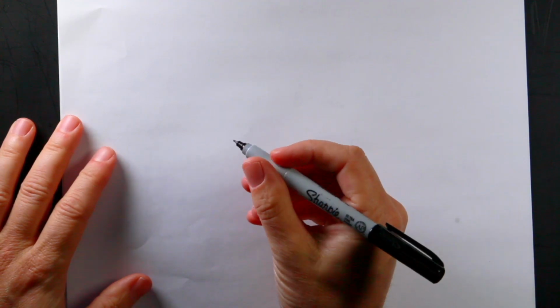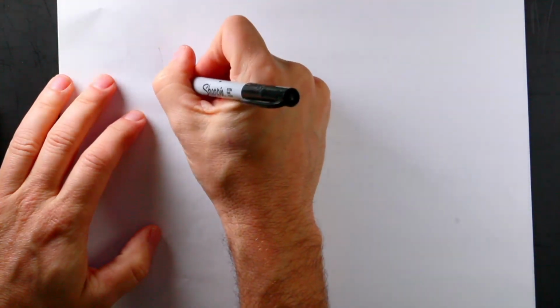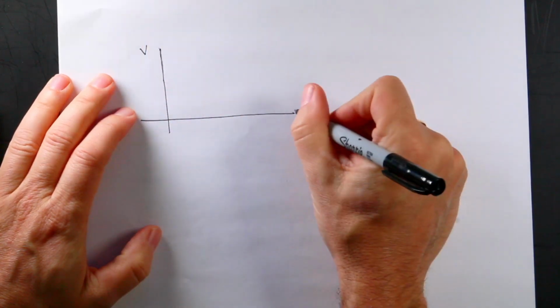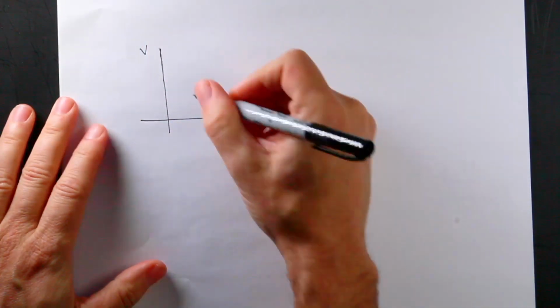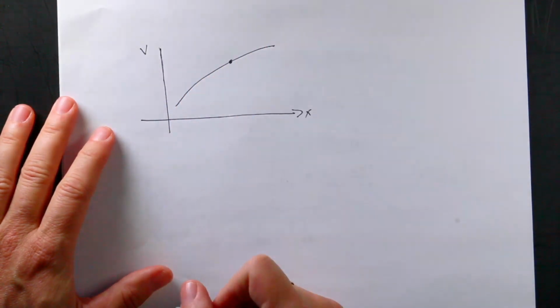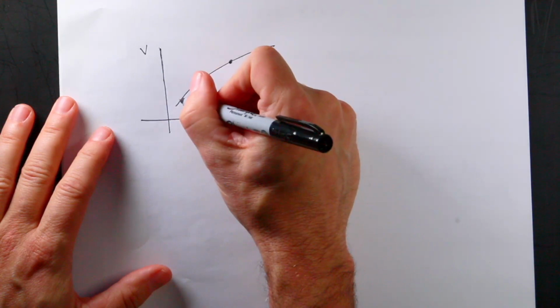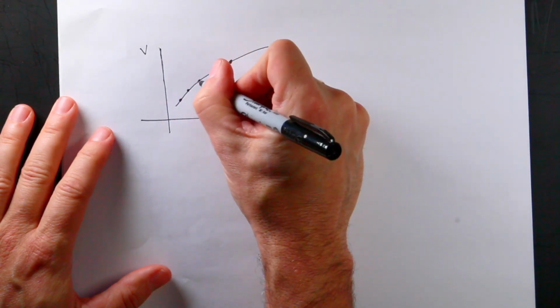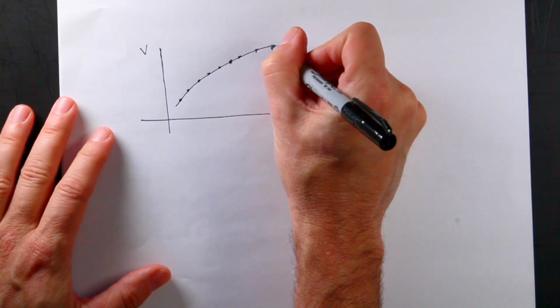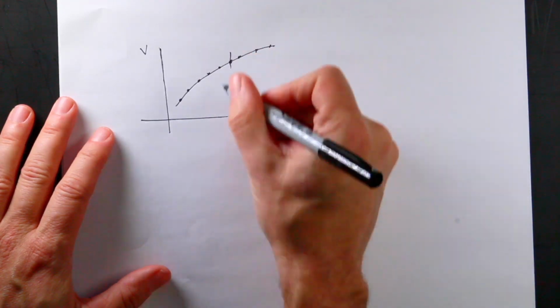Okay, so suppose I have that data right there. I have my V. So here's V, here's X, and I have data like that, and I want to find the slope right there. What I'm going to do is imagine these are actually just finite points, and they're really close together, but they are finite points. So that's where I want to find it.